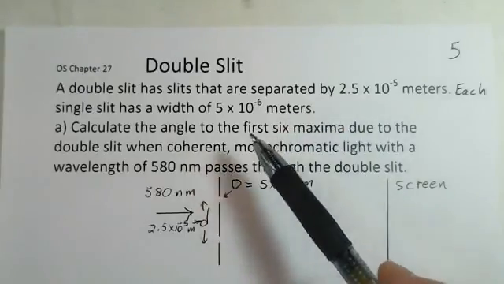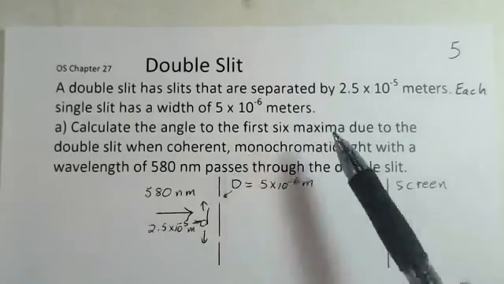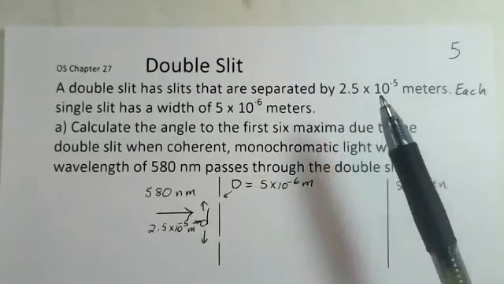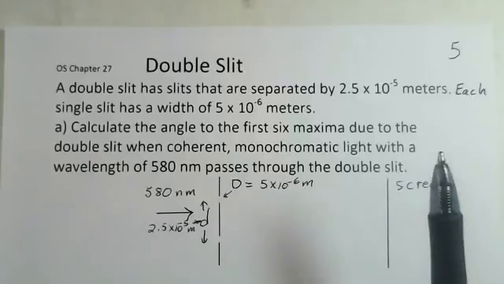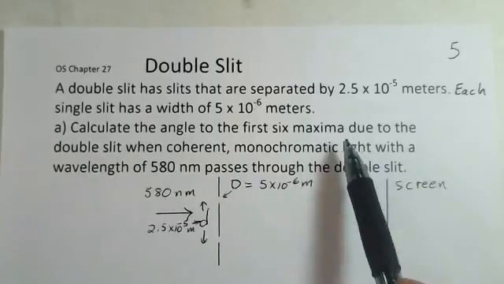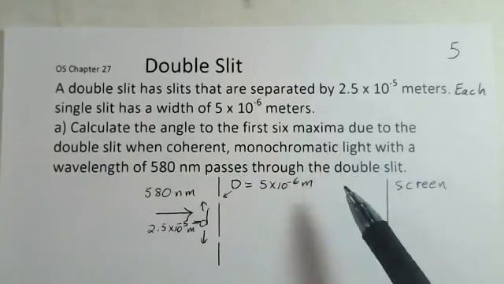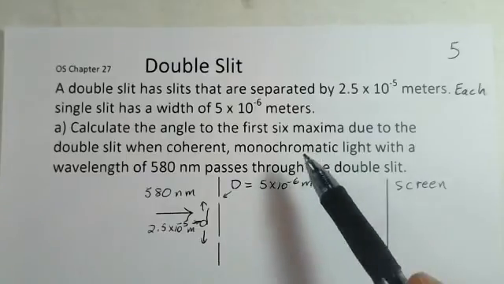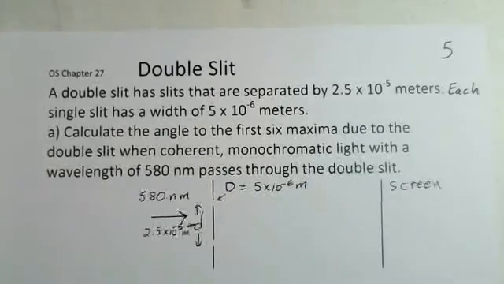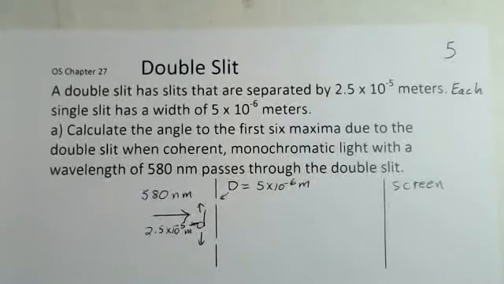In this first calculation, we want to calculate the first 6 maxima, the first 6 orders. Order 1 with m equals 1, order 2 with m equals 2, and so forth, as you've probably done before. We have monochromatic light, wavelength of 580 nanometers, going through this double slit. So we just want to calculate the angles.